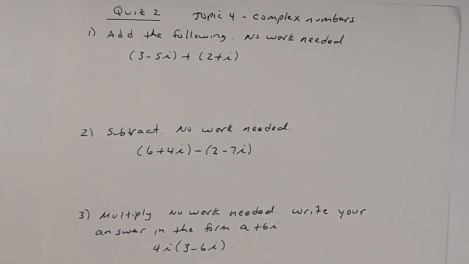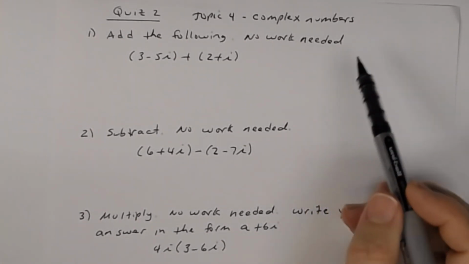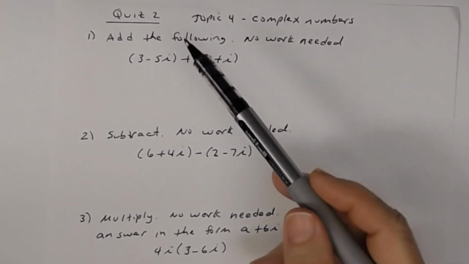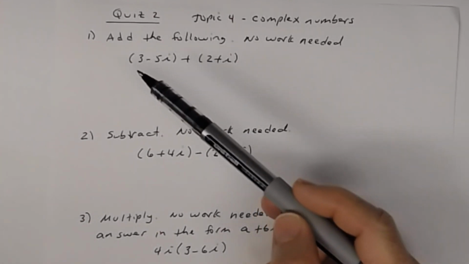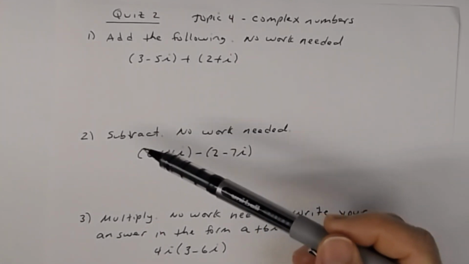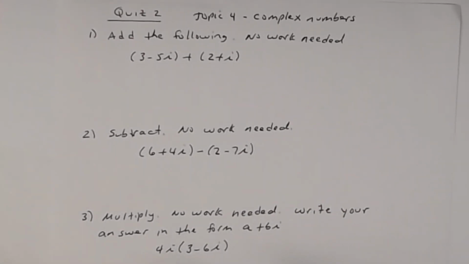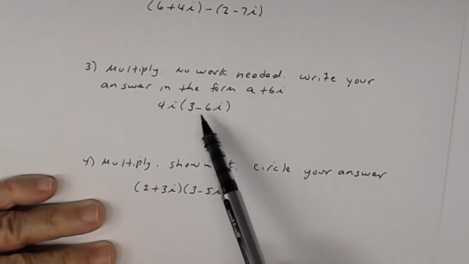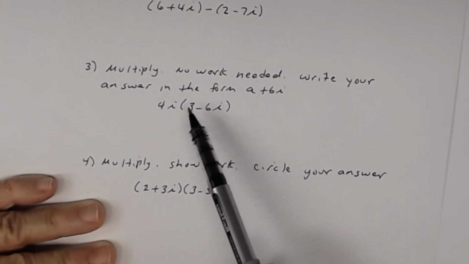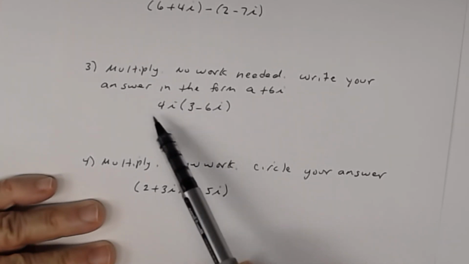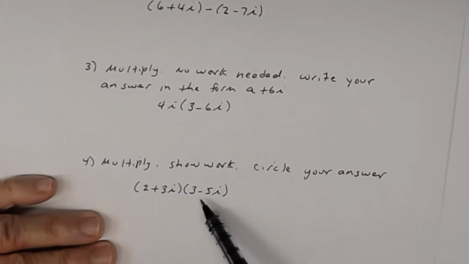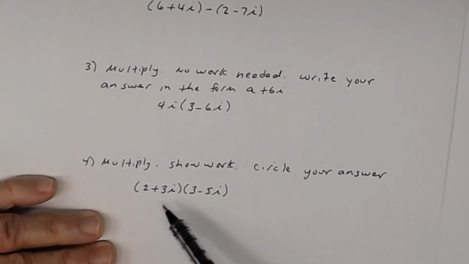All right, this is the key to quiz number two, and quiz number two was on topic four, which was on complex numbers. Now, on this quiz, there were only four problems, and basically you had to add two complex numbers, you had to subtract two complex numbers, and then notice in number three, you were multiplying a binomial, a complex number of two terms, times a monomial. And then number four, you had two complex numbers that you were multiplying together, and those were in the form a plus bi.